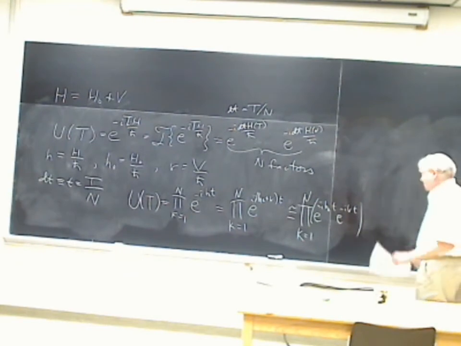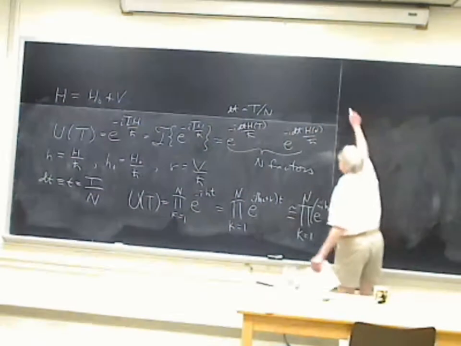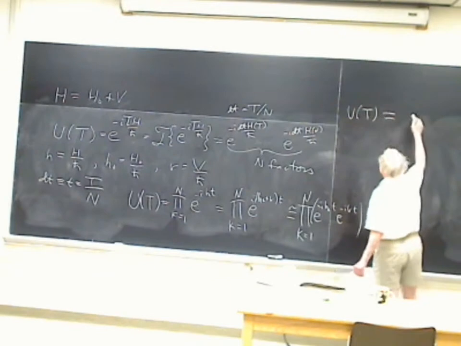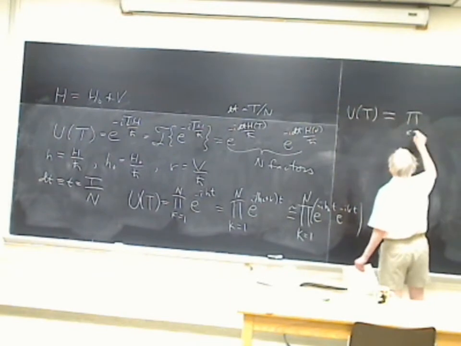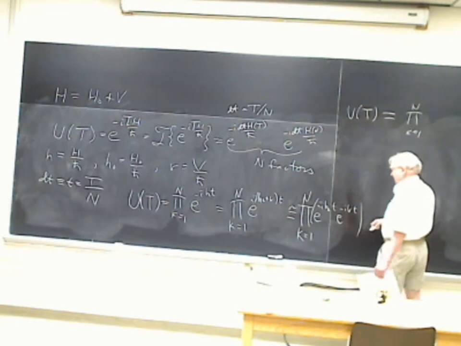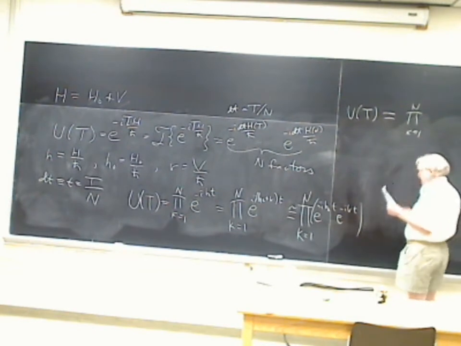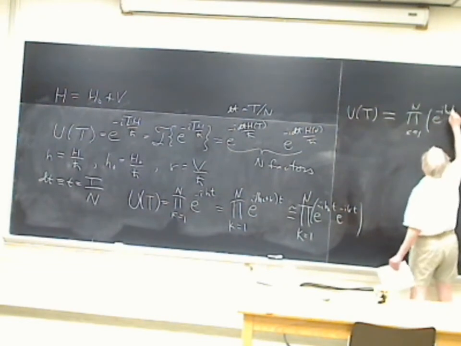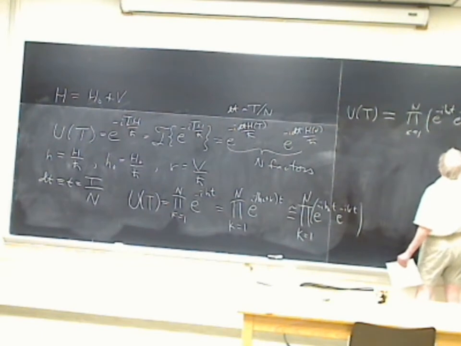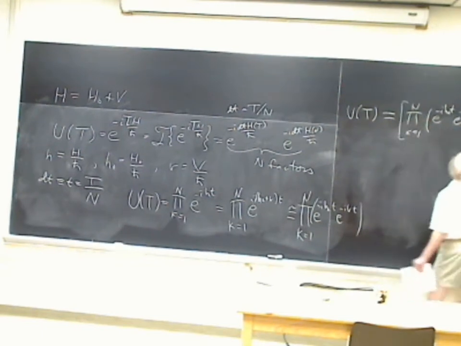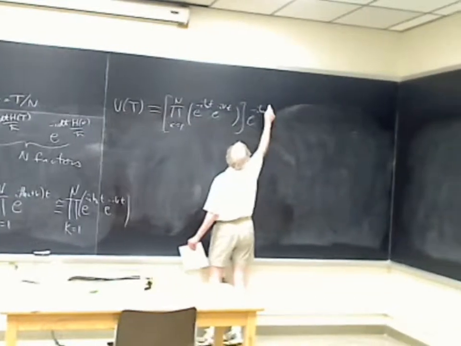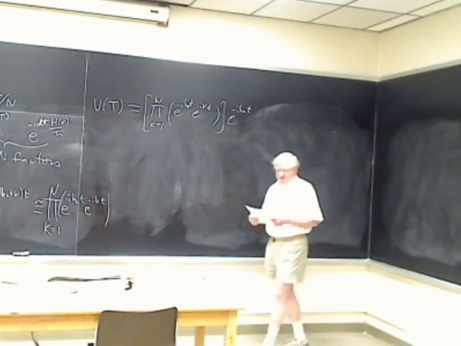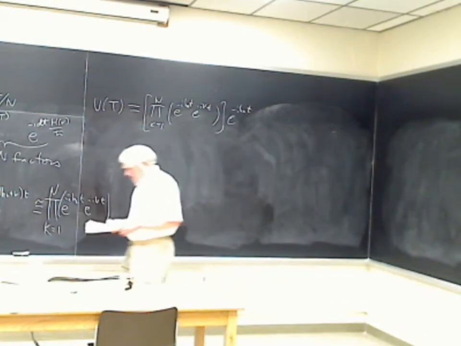Just do the interaction. And now I'm going to do one more minor change. I'm going to multiply this product, k equals 1 to n, by one factor of e to the minus i H0 t at the far end. So there's just one factor at the end, and because t is infinitesimal, this doesn't make any difference.